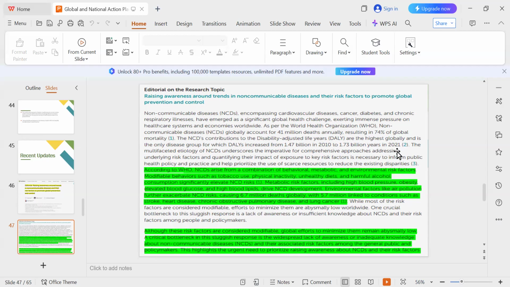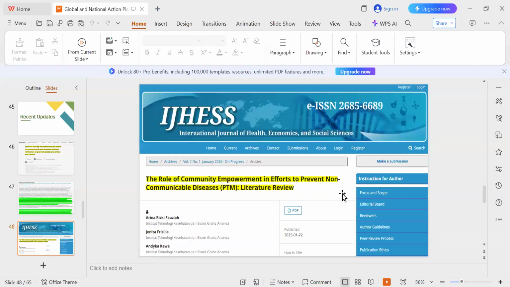Environmental factors like air pollution further exacerbate NCD risk, causing 6.7 million deaths globally, with 5.7 million linked to conditions such as stroke, heart disease, chronic obstructive pulmonary disease, and lung cancer. Although these risk factors are considered modifiable, global efforts to minimize them remain abysmally low. A critical bottleneck in this sluggish response is the widespread lack of awareness or inadequate knowledge about non-communicable diseases and their associated risk factors among the general public and policymakers. This highlights the urgent need to prioritize raising awareness about NCDs and their risk factors.